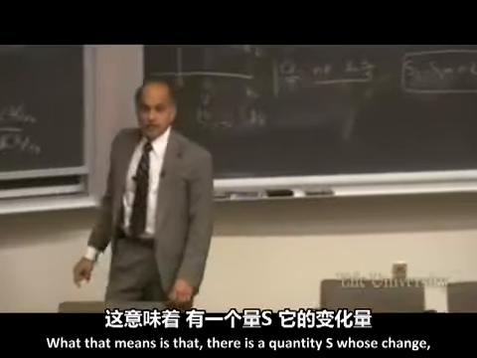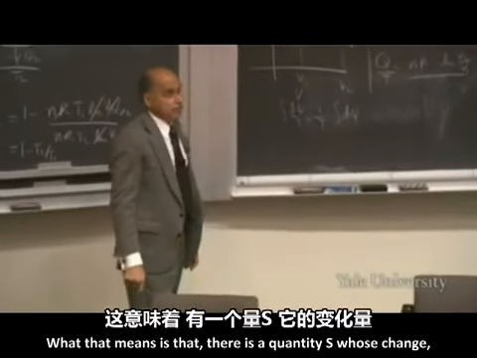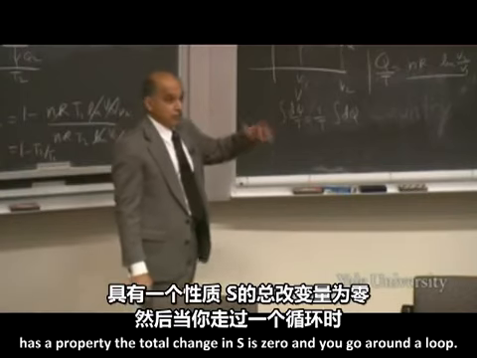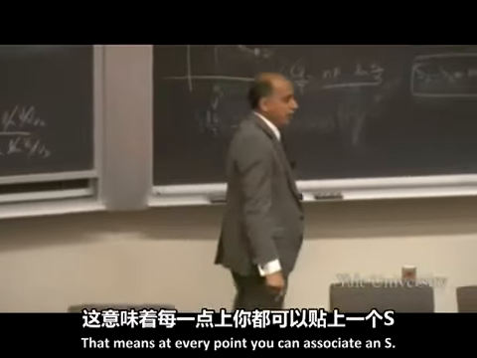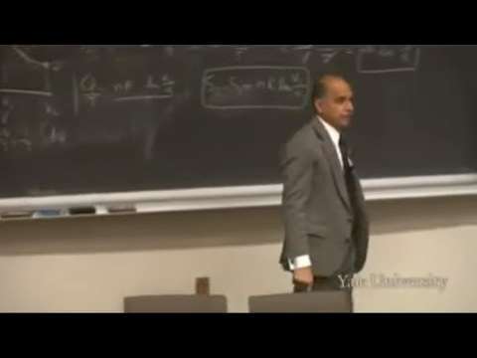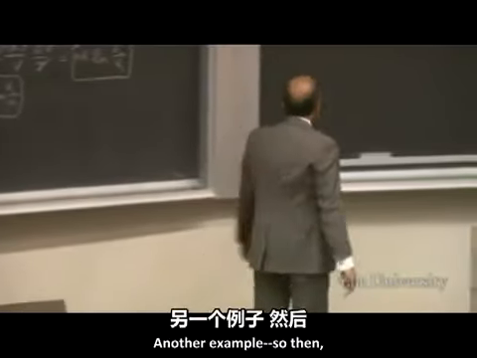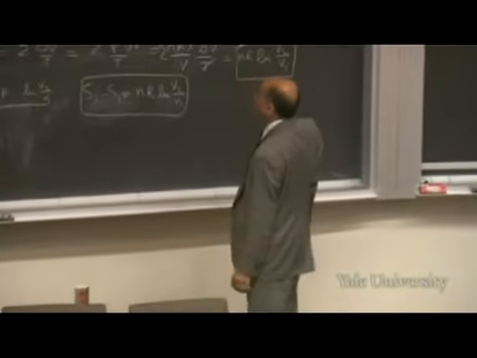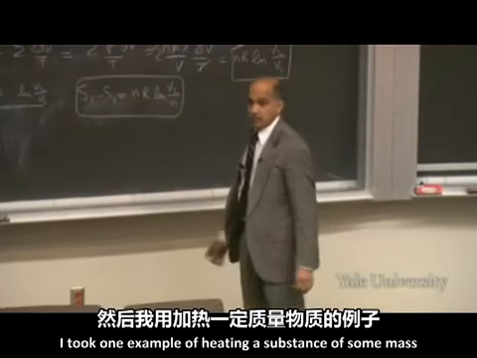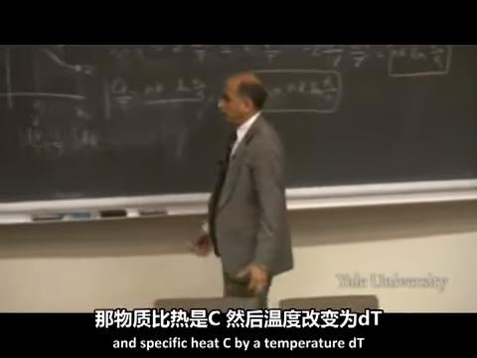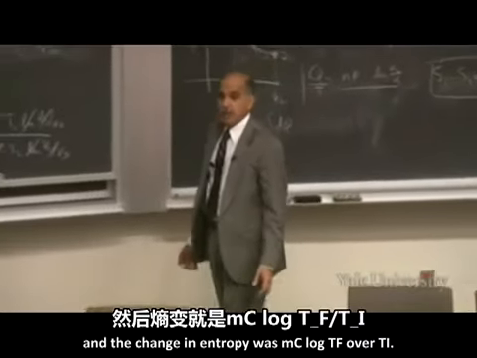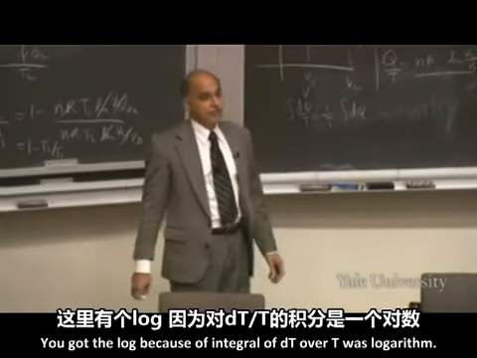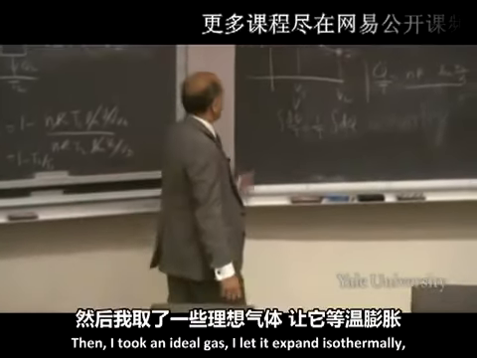What that means is that there is a quantity S whose change, if it is defined to be delta Q over T, has the property that the total change in S is 0 when you go around a loop. That means at every point you can associate an S. S is a property of the point. So then I said, let's get used to computing change in entropy. I took one example of heating a substance of some mass and specific heat C by a temperature dT, and the change in entropy was mc log Tf over Ti. You got the log because the integral of dT over T was a logarithm. Then I took an ideal gas.